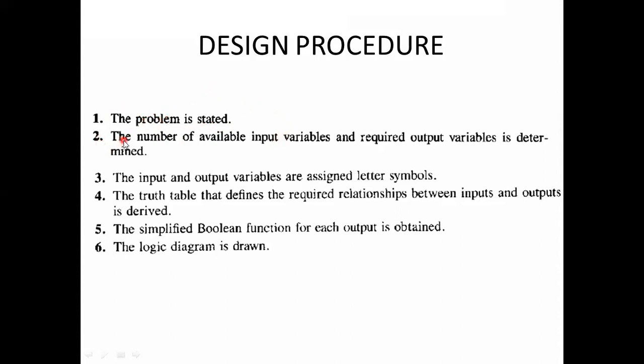What is the next step? The number of available input variables and required output variables is determined. అంటే ఇక్కడ సెకండ్ స్టెప్ ఏంటి? మనం యూజ్ చేసే కాంబినేషనల్ సర్క్యూట్ కి ఎన్ని ఇన్పుట్ వేరియబుల్స్ ఇవ్వాలి, how many input variables required. ఓకే, what are the output variables getting from that combinational circuit. That is the second step. Next, the input and output variables are assigned letter symbols.